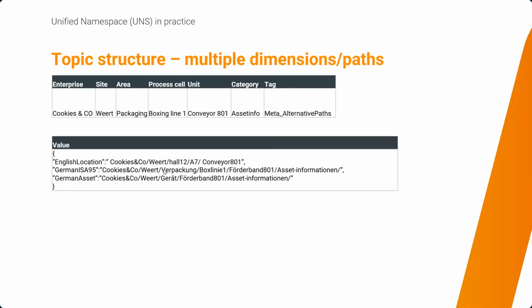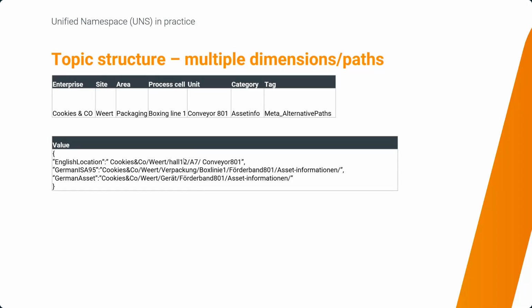And in there, we could, for instance, have the normal location, the ISO 95 locations, like Cookies & Co., Weird, Packaging, Boxing Line 1, Conveyor 801, Asset Info. But we could also have, in English, a real physical location like hall 12, and then location A7. In this case, I imagine a map of the factory where you can just find where conveyor 801 is located within A7 in hall 12.